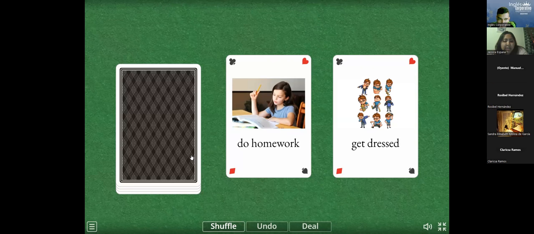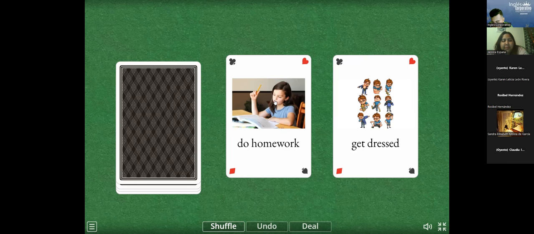She and then she gets dressed. She gets. Okay, she gets dressed. I don't know. Do or does? She does. She does her homework. Excellent. Okay, she does her homework and she gets dressed. Good.